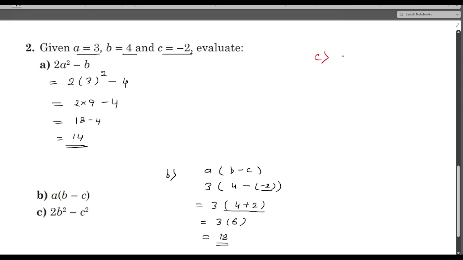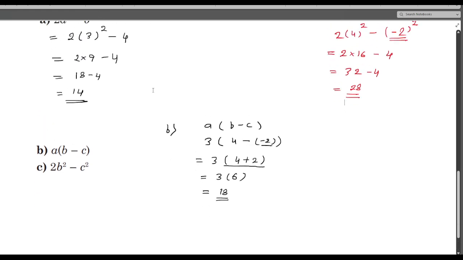Now let us discuss question C. Your C is 2 times B square minus C square. B is 4, so I will say 2 times 4 square minus C square. C is minus 2, so I will take the square of minus 2. It is 2 times 16 minus 2 times 4. If you square a negative number, you get a positive result. 2 times 16 is 32, minus 4, is 28. Clear? This is what we call substitution.